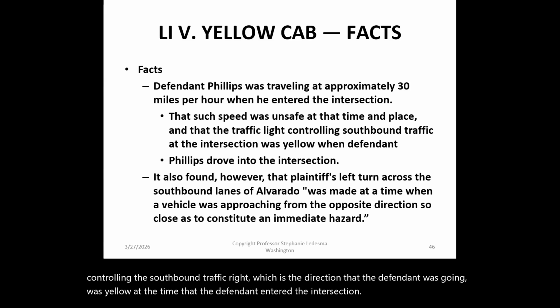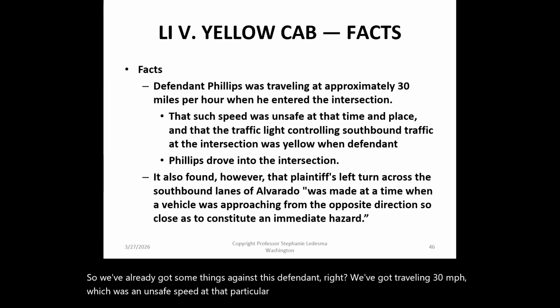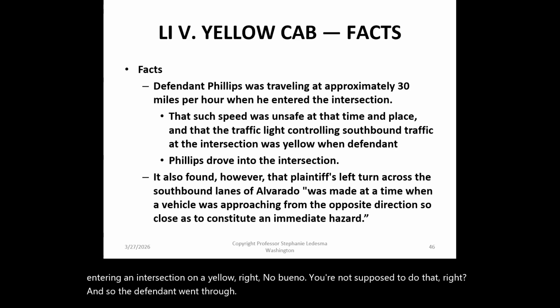So we've already got some things against this defendant, right? We've got traveling 30 miles per hour, which was an unsafe speed at that particular time at that place. And we've got the defendant entering an intersection on a yellow, right? No bueno. You're not supposed to do that, right? And so the defendant went through the intersection.